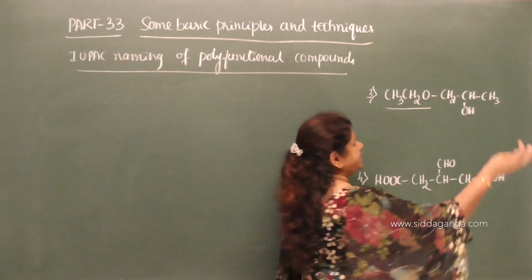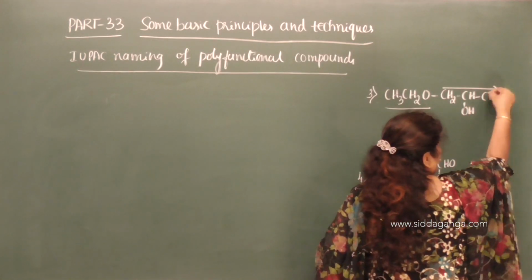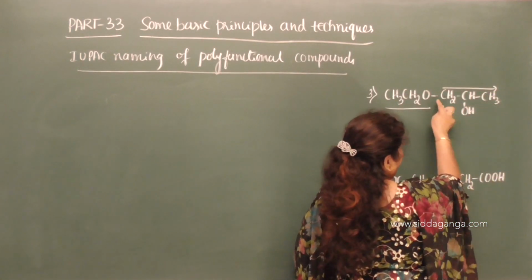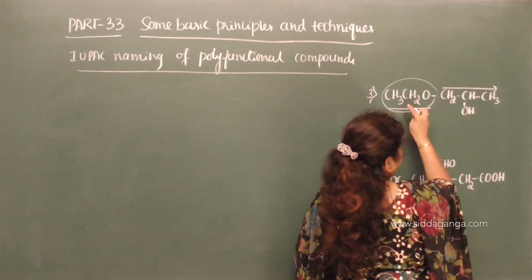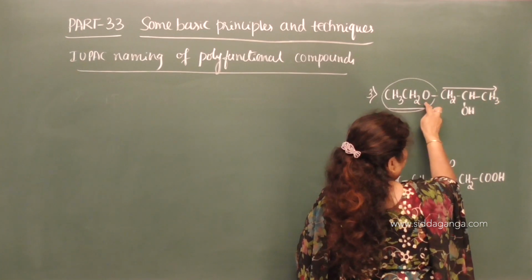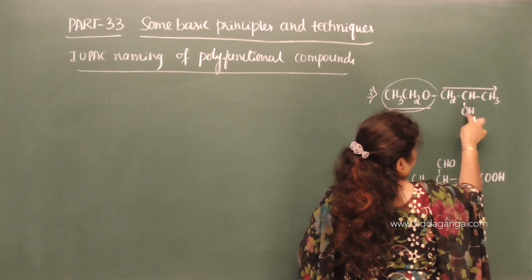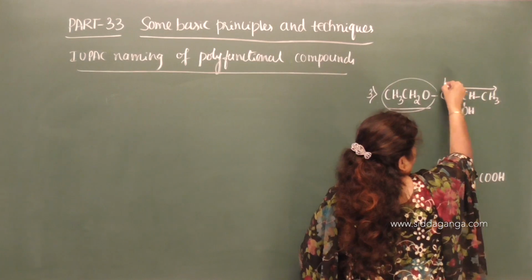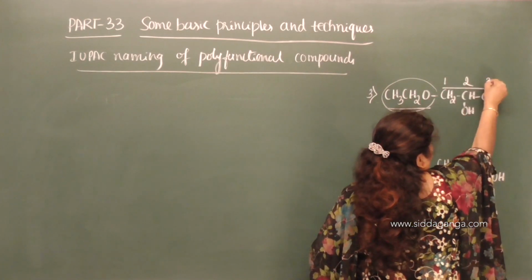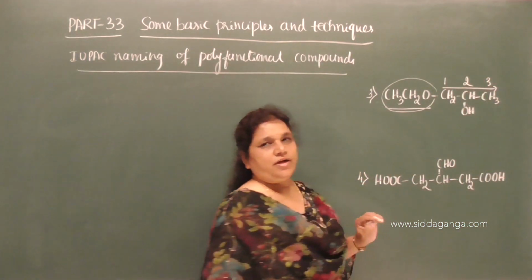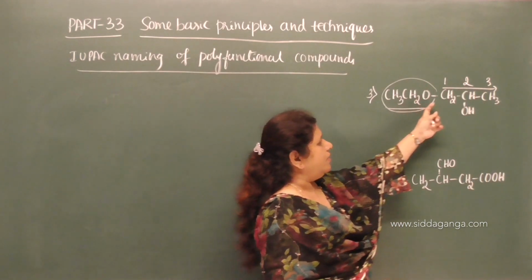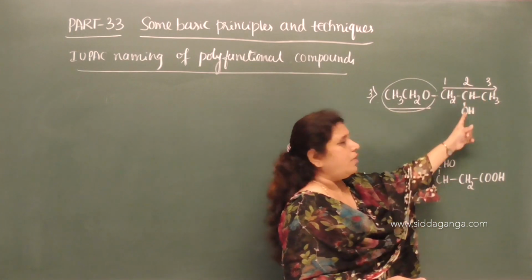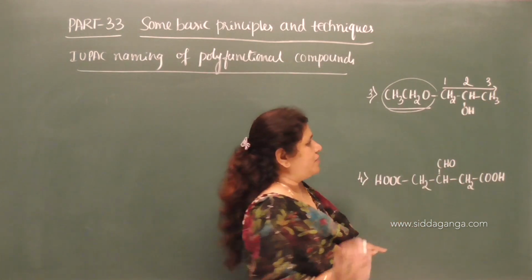Now select this carbon chain and you can give the number from this end. Here is a substituent. What is the name of the substituent? Ethyl and oxy, ethoxy, and here is the position of the alcohol group. To follow the lowest sum rule, we need to give the number from left to right, so that ethoxy, propane, 2-ol. So the OH group is the functional group.